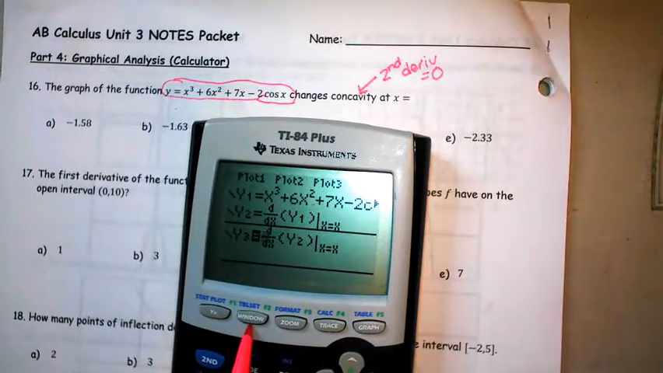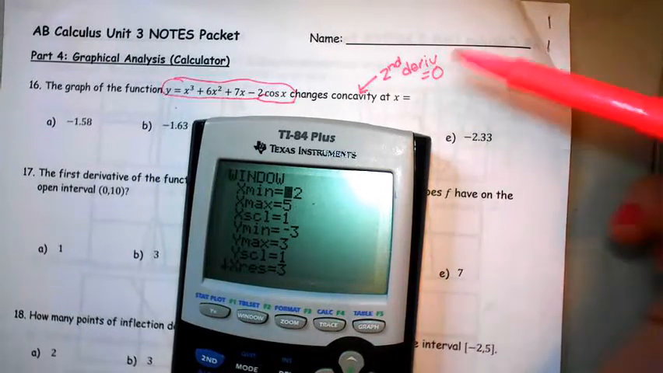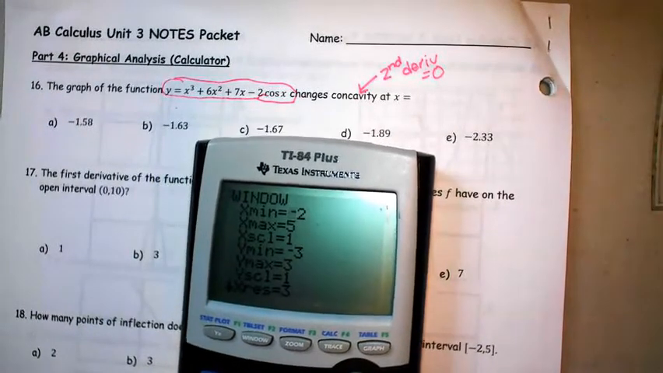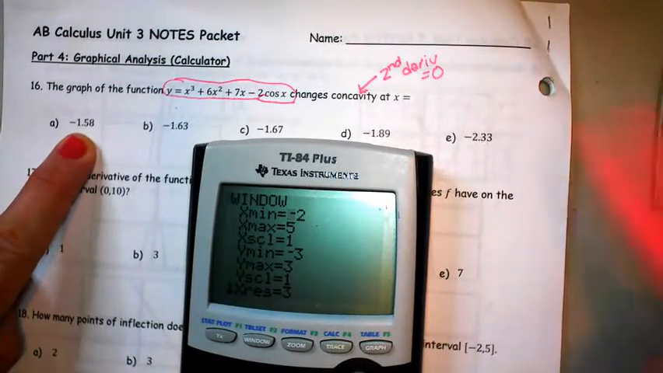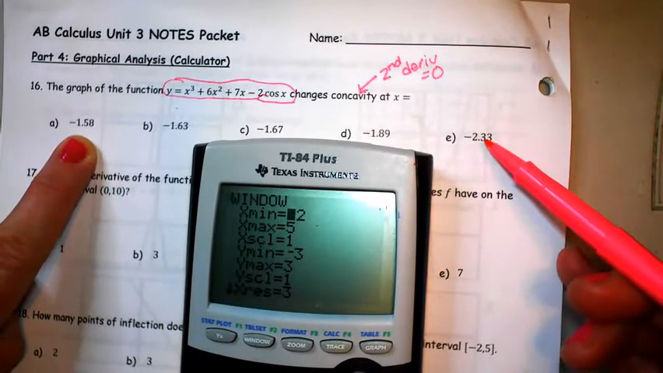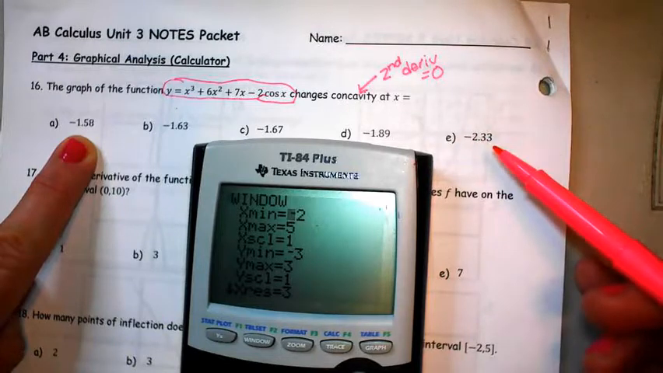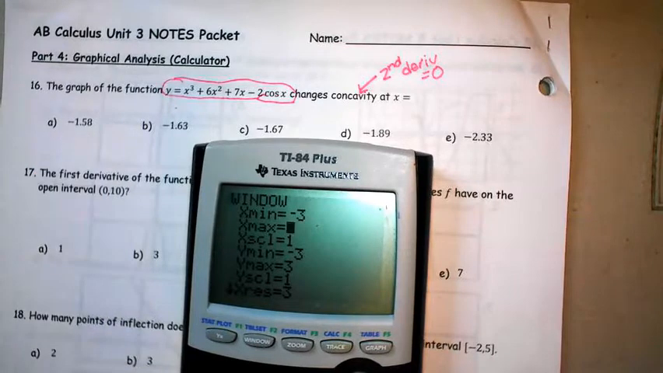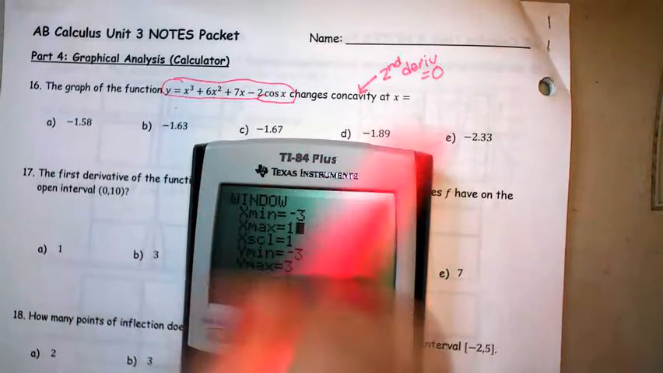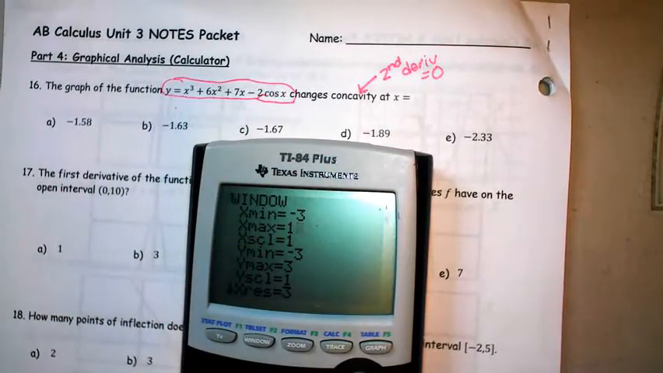Before you graph, you always have to check your window. So I'm going to hit window. And in this problem, they don't give me a window to use. So I just look at my answers. And I'm looking that my answers go from negative 2.3. They're all negative numbers. So I might choose negative 3 being my smallest x value. And I might choose 1. I usually like to see the origin, so I pick positive 1. But just make sure all your answer choices fit in that domain restriction that you pick.